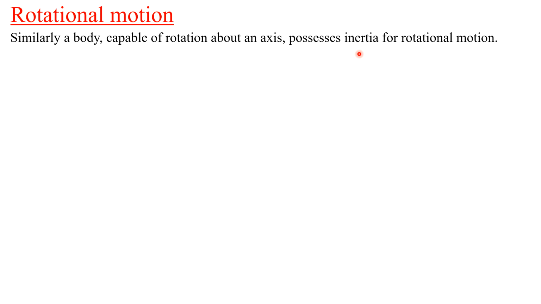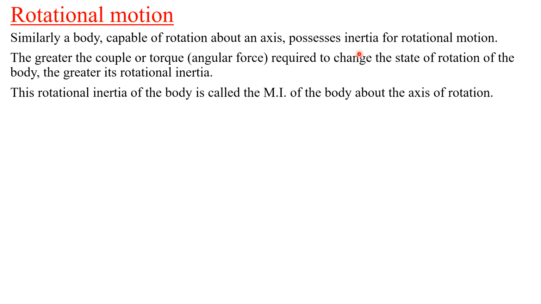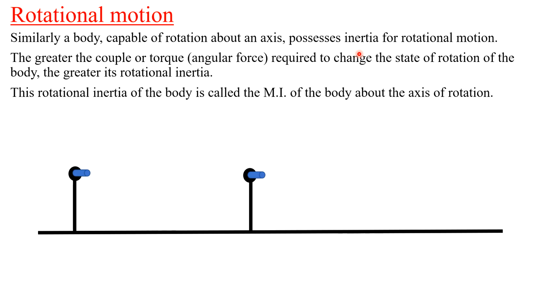Now suppose we have rotational motion. So similarly, a body capable of rotating about an axis possesses inertia for rotational motion. The greater the couple or torque, that is an angular force required to change the state of rotation of the body, the greater its rotational inertia is. This rotational inertia of the body is called moment of inertia of the body about the axis of rotation.